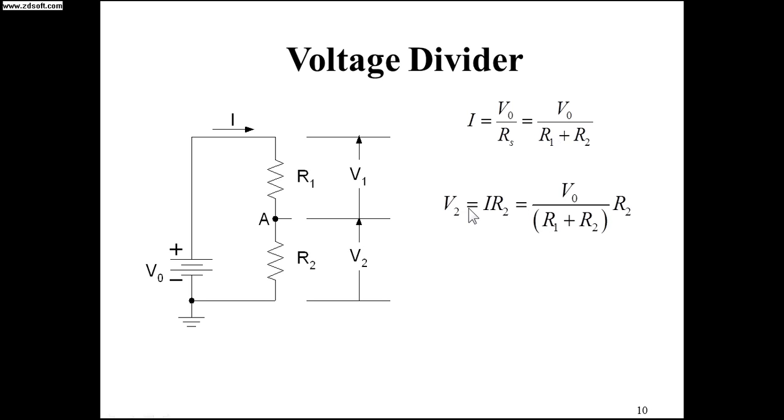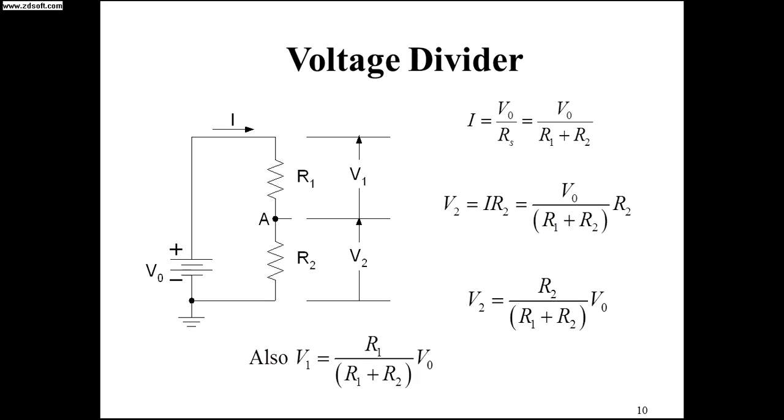In a similar way, V2 is equal to I into R2, but I is equal to V0 divided by R1 plus R2. By substituting that, we get V2 equals R2 divided by R1 plus R2 into V0. So V2 is the voltage that is divided from V0. Again in a similar way, V1 can be given as R1 divided by R1 plus R2 into V0.